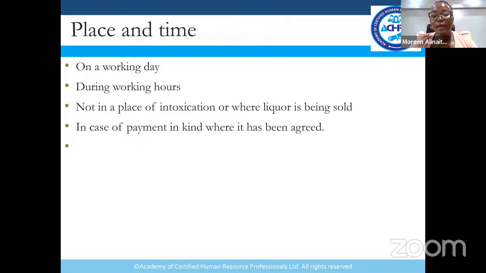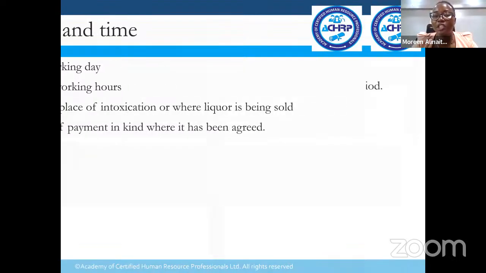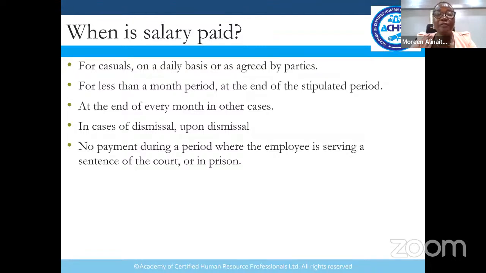Oh, just give me a bag of unga ya chapati and I will be good. You must agree. You cannot say, oh, I sent you a chicken. When is salary paid? Salary for casuals is paid on a daily basis or as agreed by parties. There are people who are paid on commission. They can be paid daily or as agreed. Maybe they say, I pay once every week.